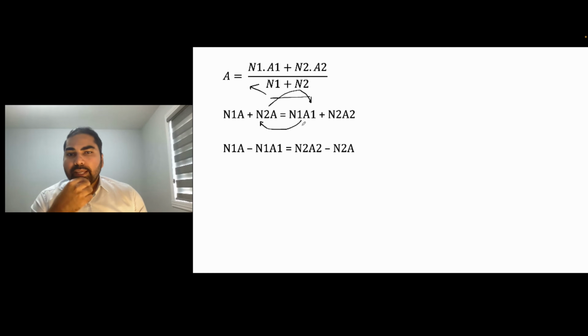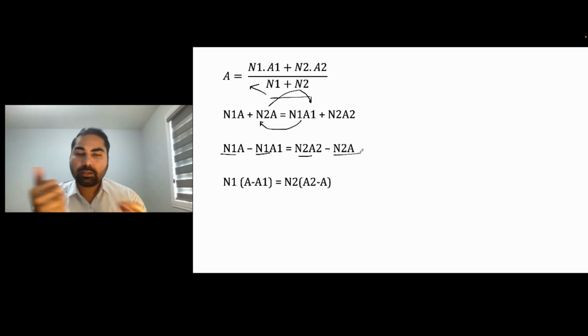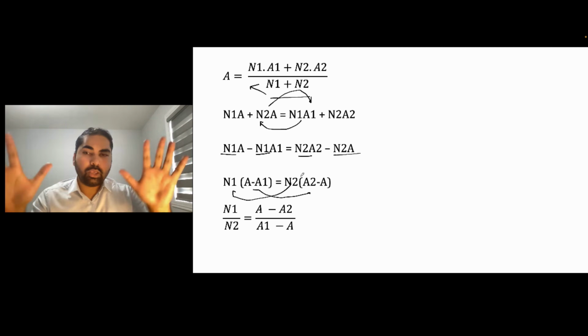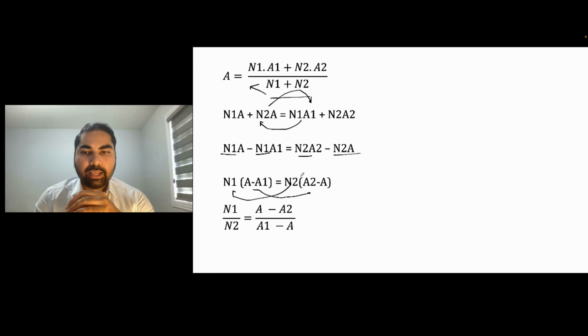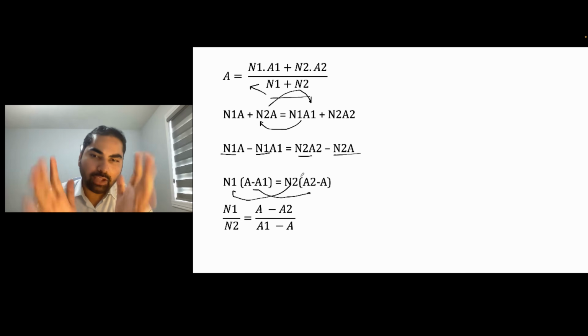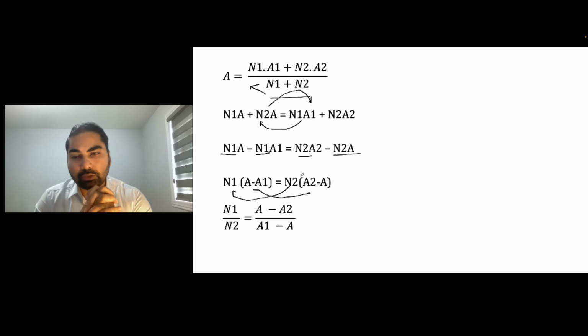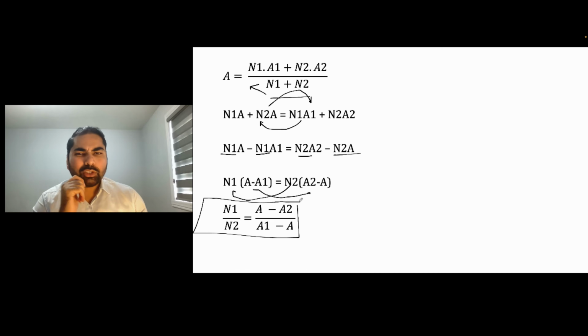Then I'm going to take the N1s out from here and the N2s out from here, and I end up with this. Eventually I'm going to bring the N1s together and the N2s together, and it looks like this. This is just basic algebra that we've seen, and we end up at something very interesting. Now this expression can be written in some sort of visual representation.